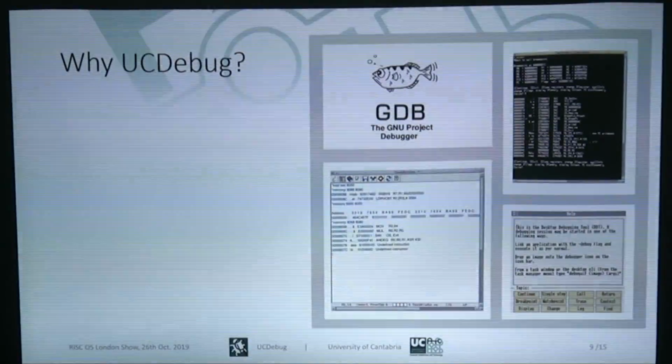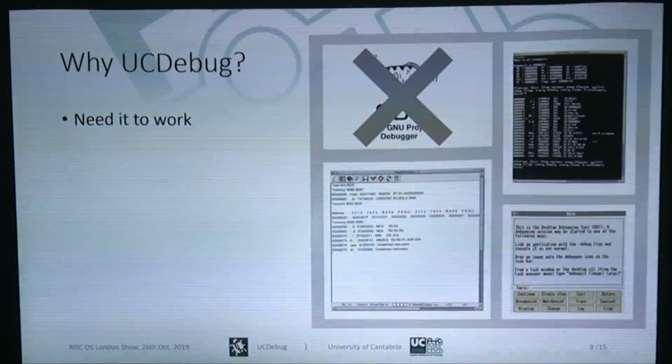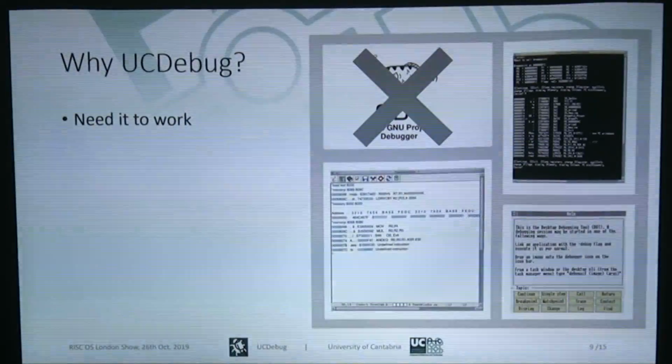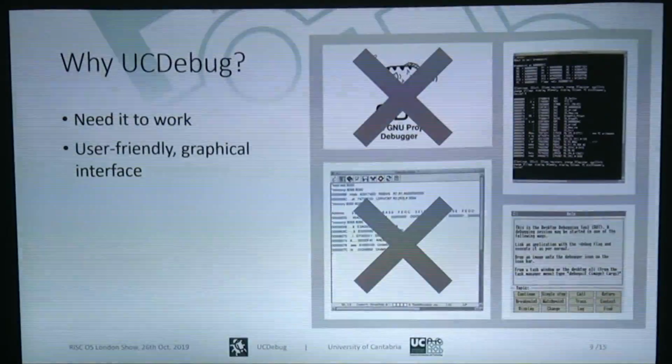However, GDB is a very common tool, available in most OSs, but we could not make it work in RISC OS running over the Raspberry Pi. So, there you go. The native RISC OS debugger is a very powerful tool, very useful, but does not have the most intuitive or user-friendly interface. And we wanted something that had a GUI so the students could easily learn how to use it.